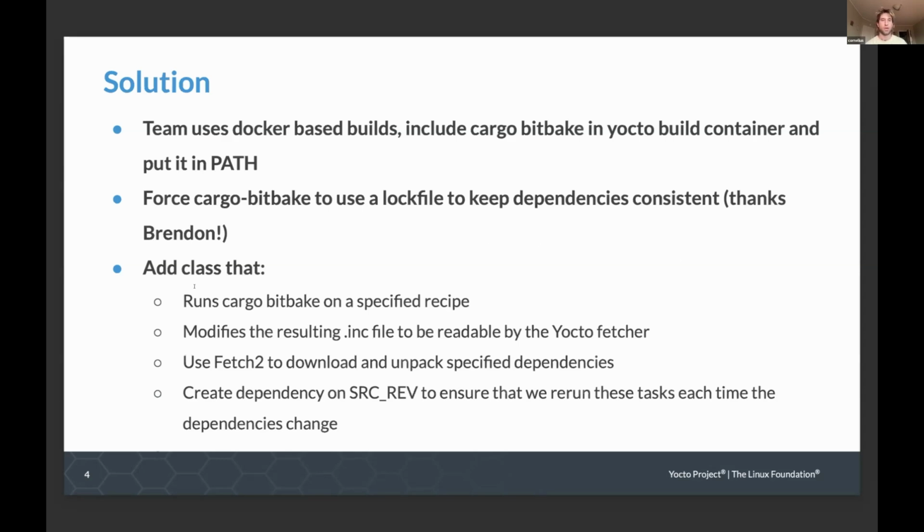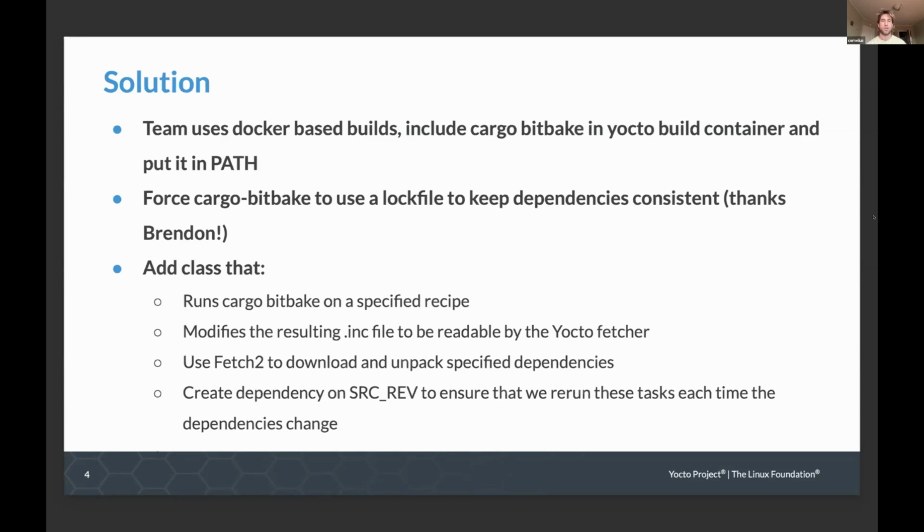And so then finally the work here was to create a new Yocto class that actually takes cargo bitbake, the binary that we have available in the Docker container, and runs cargo bitbake as part of the recipe. So I wrote a few new tasks that take that. It then modifies the resulting .inc file with all those source URIs to be readable directly by the Yocto fetcher. It will actually go out and use the Yocto fetcher to download and unpack the specified dependencies.